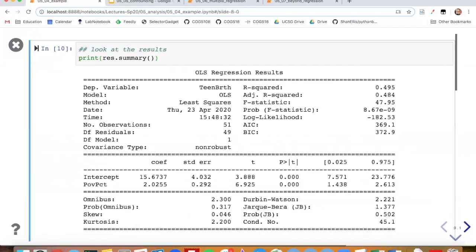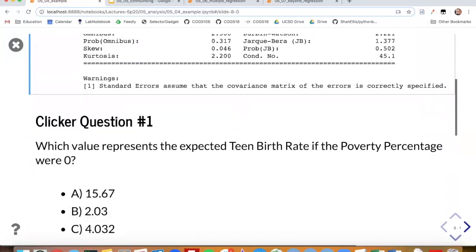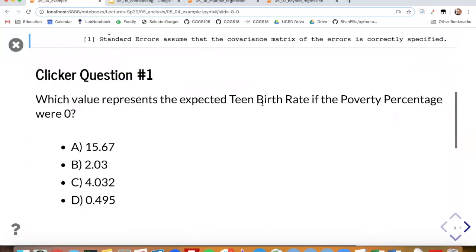Let's look at these results again. Here, which value represents the expected teen birth rate if the poverty percentage were 0?